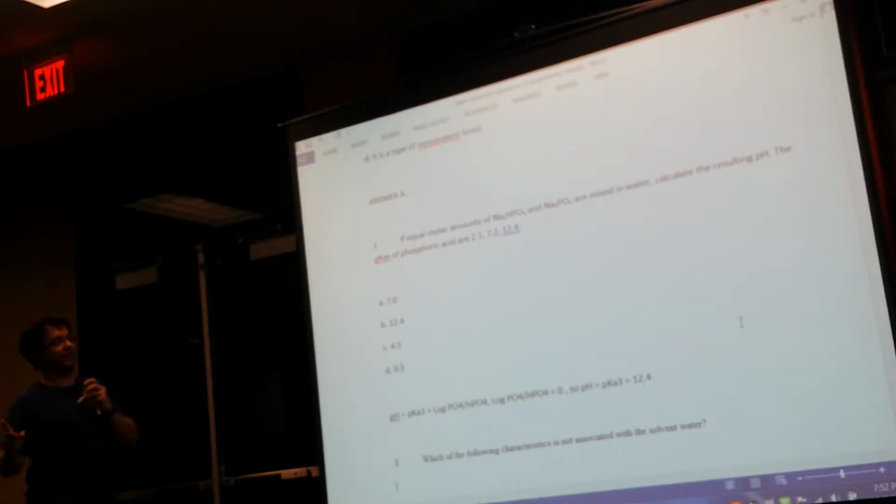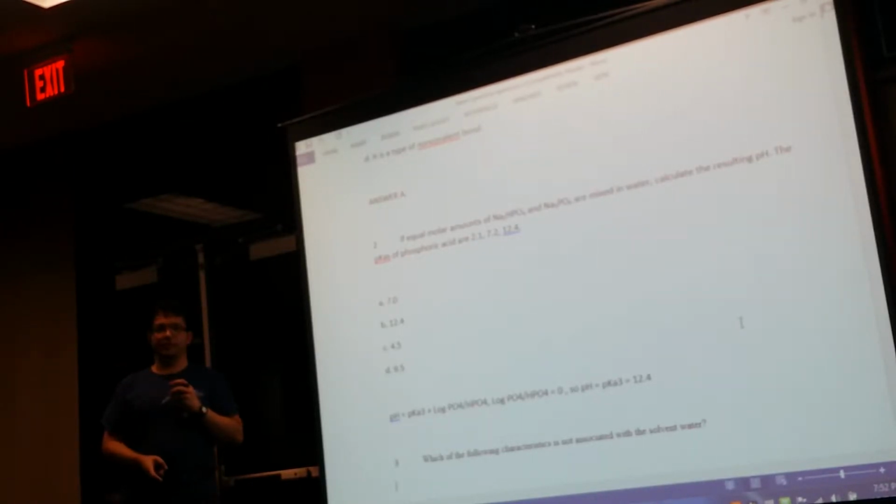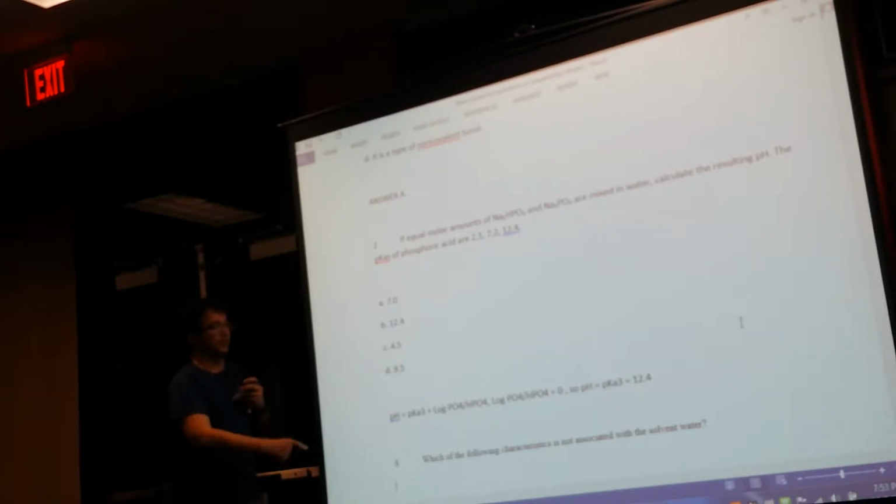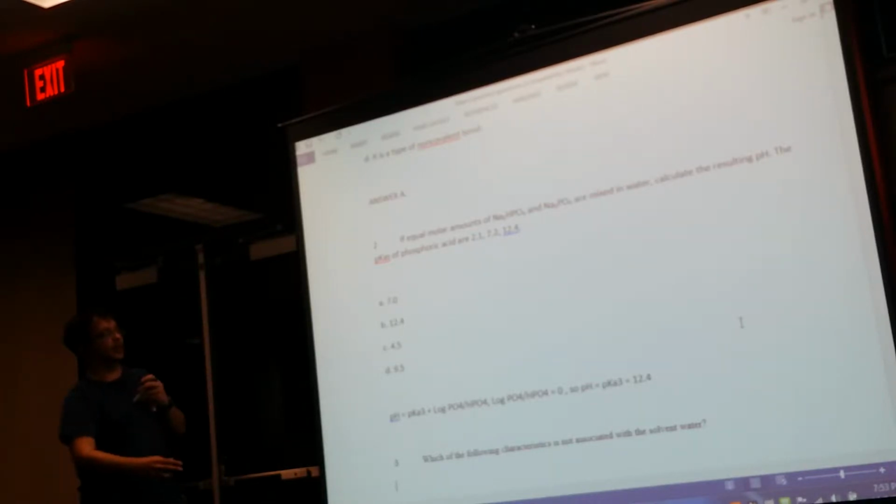So that one has to do with isoelectric points, but for this one we only need to use the last one, okay? Because we're only talking about one transition between HPO4 and PO4. So if we plug that number into our Henderson-Hasselbalch equation, it's pH equals pKa plus log of those two concentrations.